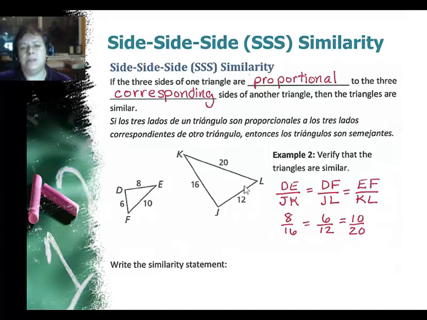Now if you accidentally set up where you do DE and DF and then KJ and JL, that will still work because remember proportions can be rotated and it'll still work fine. Now they ask for the similarity statement, which is triangle DEF is similar to triangle JKL.